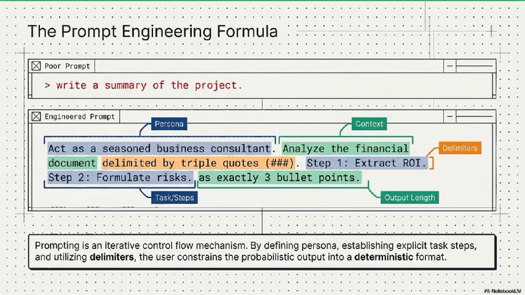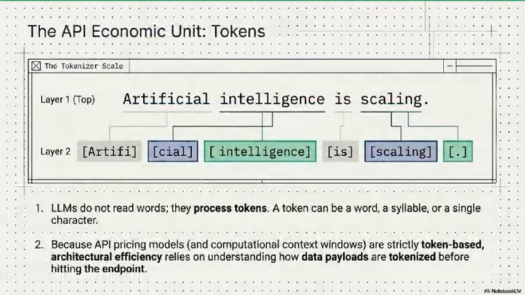Right. And a token is not a one-to-one mapping with a word. A token can be a whole word, a syllable, or even just a single character. The materials provide a brilliant visual here called the tokenizer scale to demonstrate exactly how a machine chops up our language. I want to walk through this specific example because it blew my mind. Go for it. The sentence is simple. Artificial intelligence is scaling. Period. Just 5 words and a punctuation mark. But when you look at how the tokenizer actually splits it up, it breaks it into 6 distinct tokens.